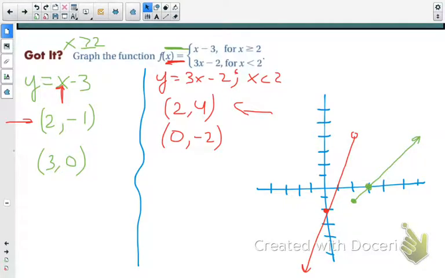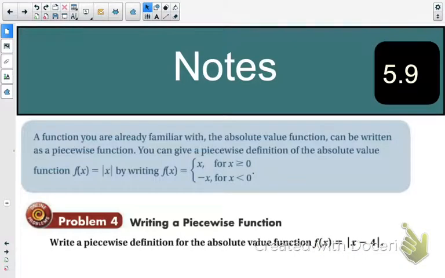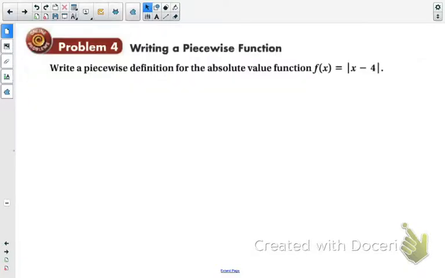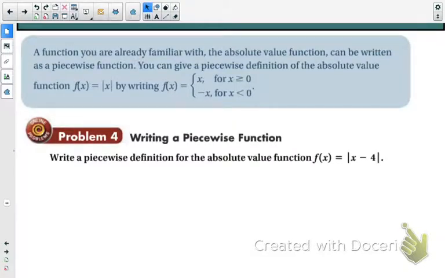And notice they don't overlap again, because at this point right here, even though it hits the red circle and the green circle, the red circle is open, so it's not actually hitting that. But it is hitting the green circle because it's closed. So it is still a function, and it passes the vertical line test. Voila.